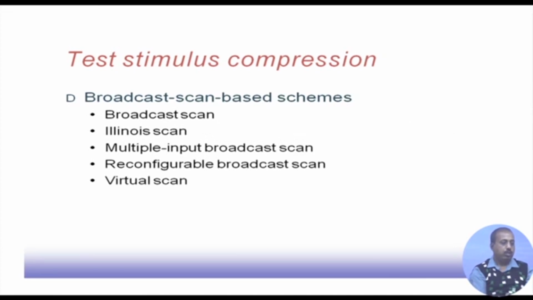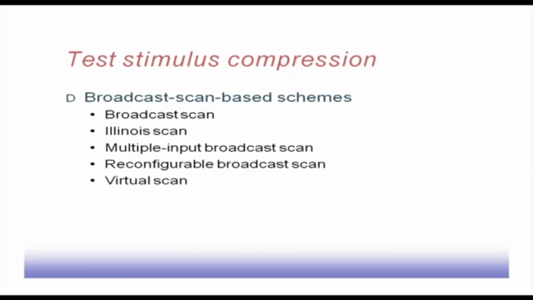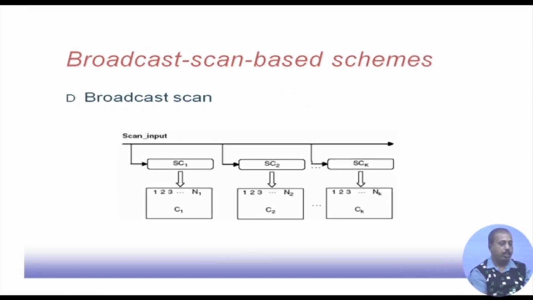Next, we look into test stimulus compression. In that category, we will be looking into broadcast scan based schemes. Broadcast scan based scheme means that there are multiple scan chains, and these multiple scan chains are fed simultaneously in a broadcast mode, and there are several such scan mechanisms. We will look into some of them. This is the basic idea of broadcast scan chain. Suppose we have three different circuits C1, C2 and C3. They have their corresponding scan chains SC1, SC2 and SC3. If there are k circuits, we have SCK.